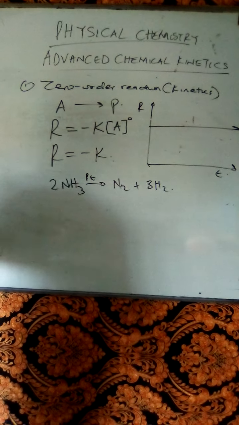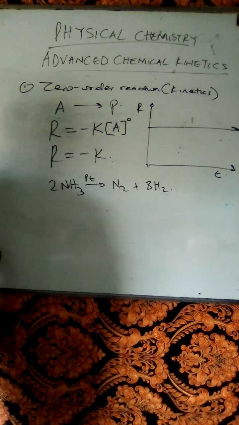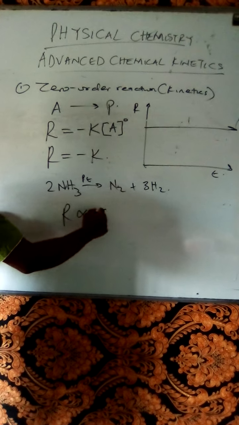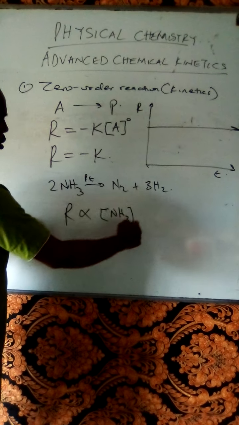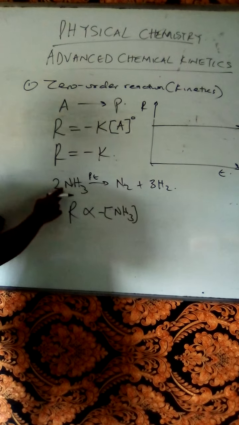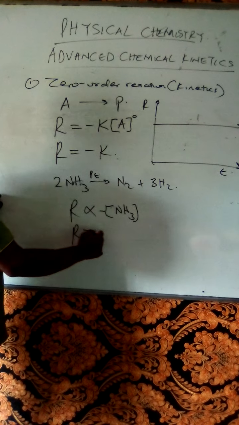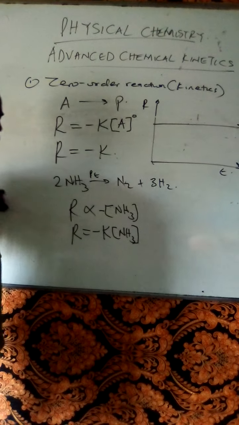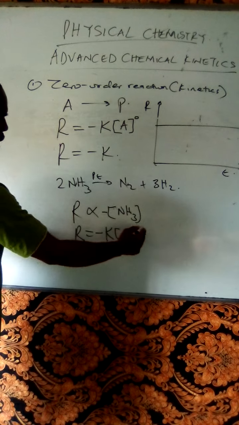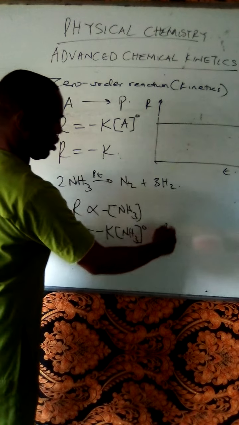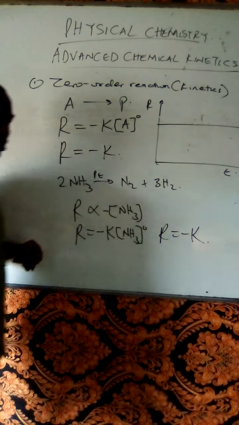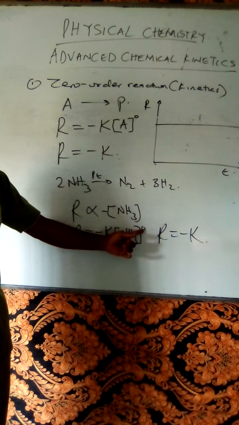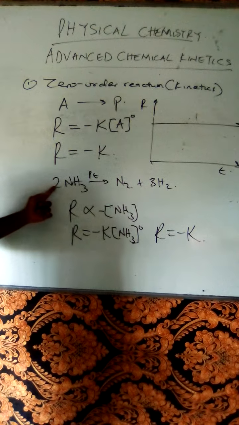If you want to write the expression for this reaction, the rate varies as the concentration of ammonia. Negative, because the reactant is being used up, then I say R equal to minus K, then ammonia. Since it's a zero order reaction, the power here becomes 0. That means R becomes equal to minus K, or R equal to the rate constant. So you see that the order here is 0, which is different from the molecularity, which is 2.